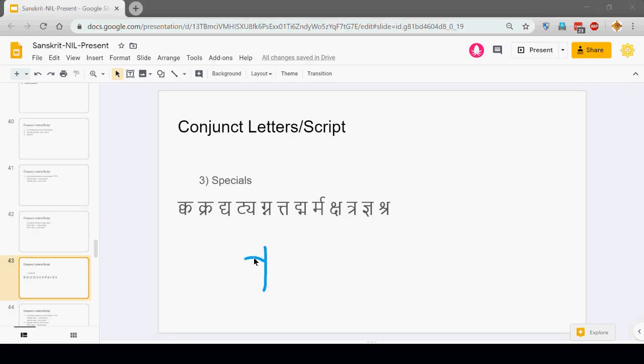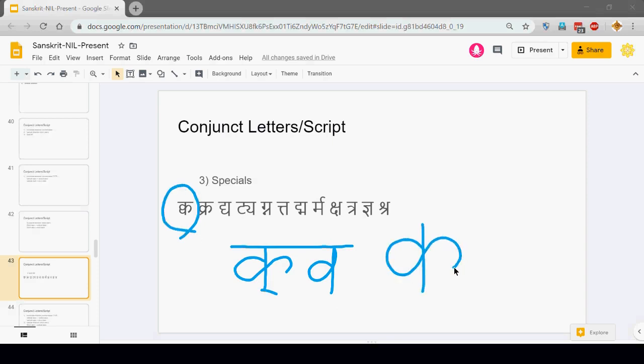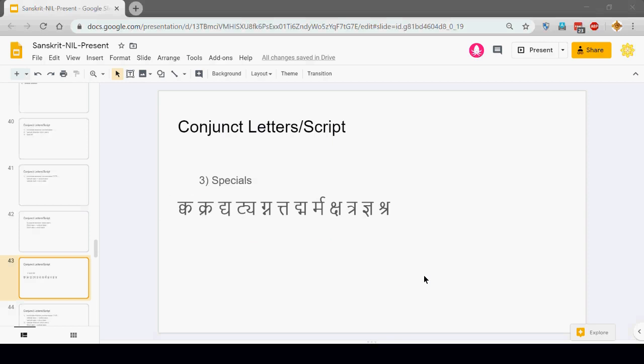For example, kwa. Kwa is first k comes, and then there is a wa. If you write them separately, it looks like this, but together, the wa part is at the bottom, written like this. Then the kra. This type of writing is not only true for kra, but for any consonant combination with ra, where the ra sound comes later. First some other consonant is there, then the ra comes later.